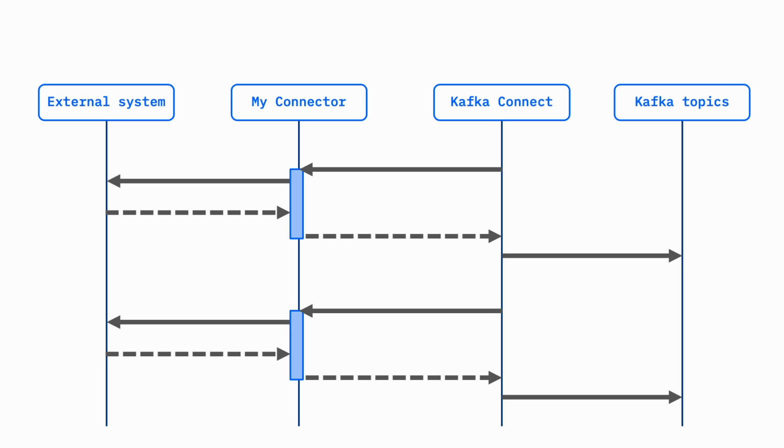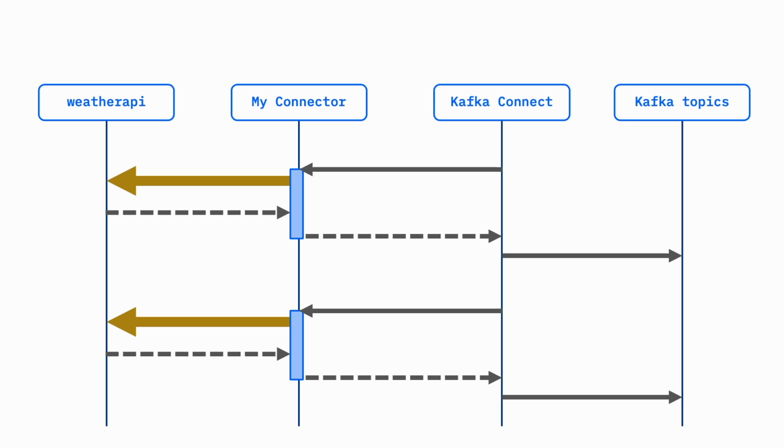Now, remember what I was saying. At a high level, the idea is that Connect calls your connector, which goes to get data from an external system and then returns it. The connector then sends that to Kafka, and once it's finished, it comes back and calls your connector again to repeat the process. Now, that's often a bit of an oversimplification.